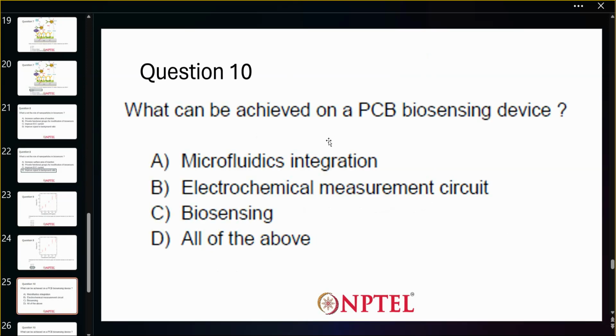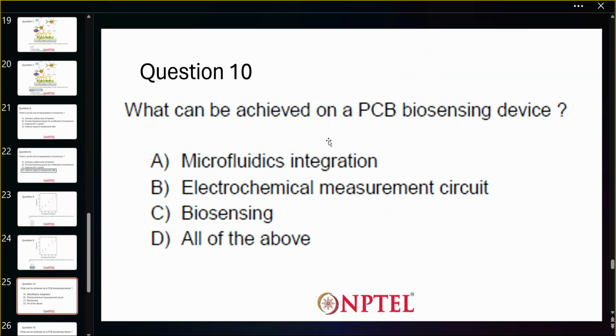Now coming to the last question. What can be achieved on PCB biosensing devices? Microfluidic integration, electrochemical measurement circuit, biosensing, all of the above. It's a printed circuit board, a biosensing device. So you can understand that both B and C are given.